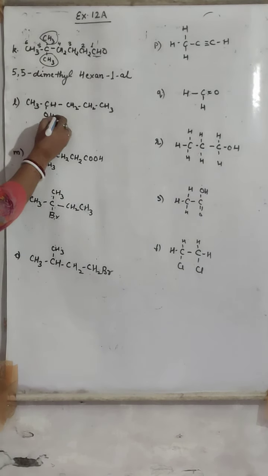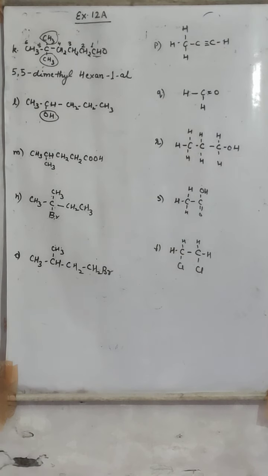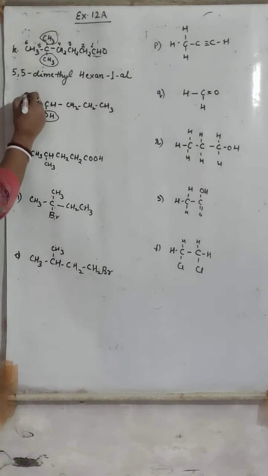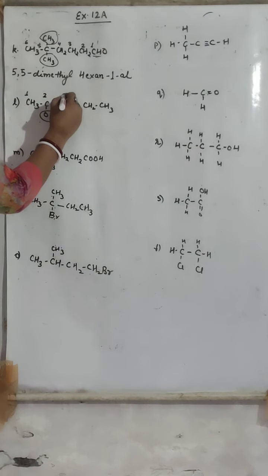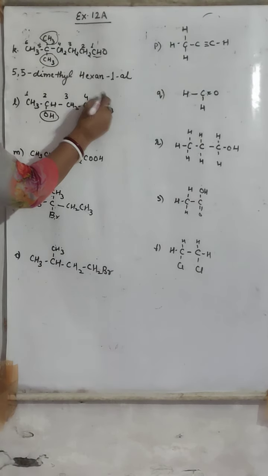Now next, what is it? OH. OH is there, so we will start numbering from where the OH will get the smallest possible number. So we will start numbering from here: 1, 2, 3, 4 and 5.